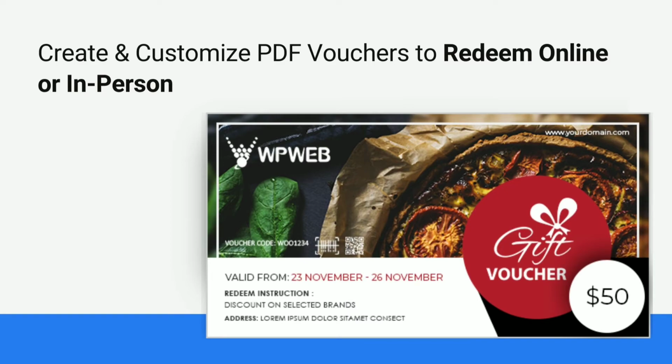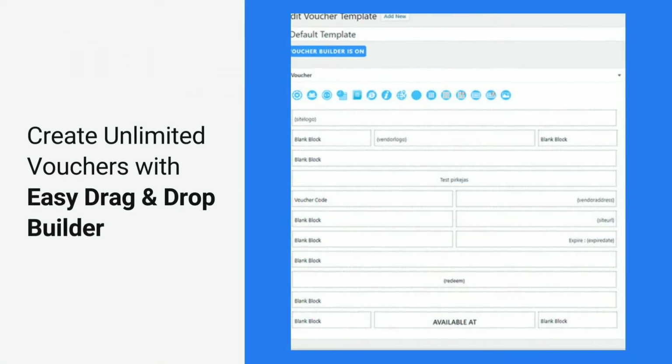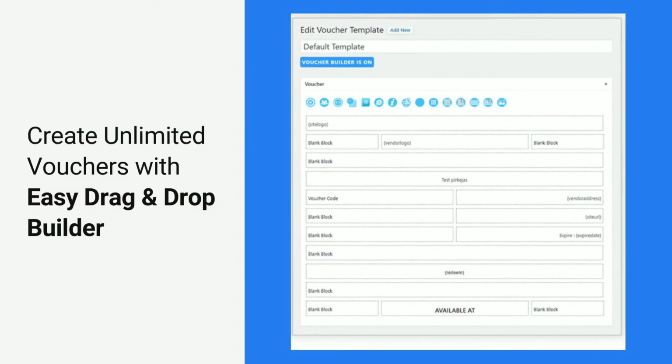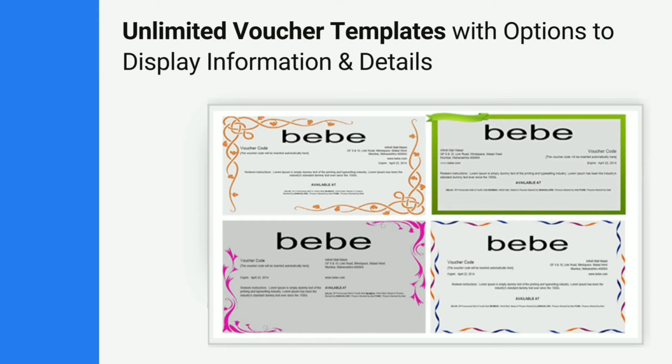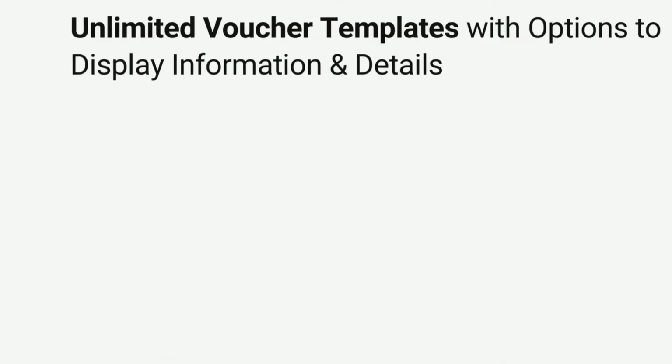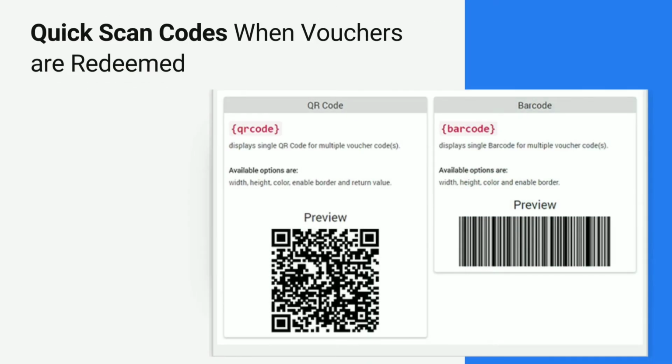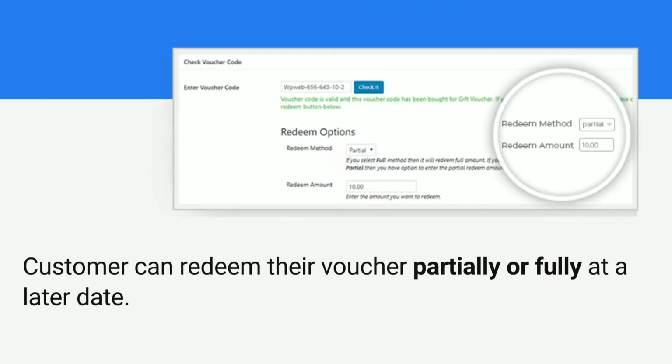Customer can redeem the voucher online or in person. Also can create unlimited vouchers with easy drag and drop builder. Customers have unlimited voucher template options. They can easily scan codes once the voucher is redeemed. These are the features in which WooCommerce PDF voucher differs from others.